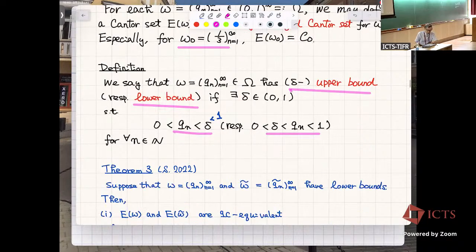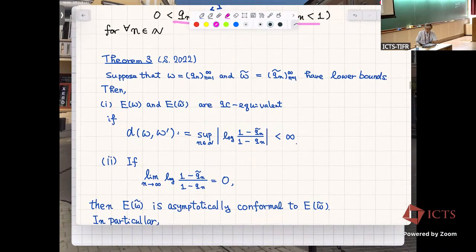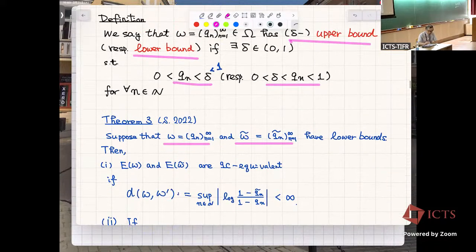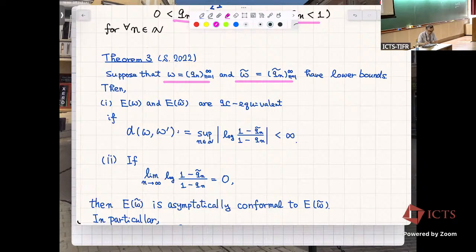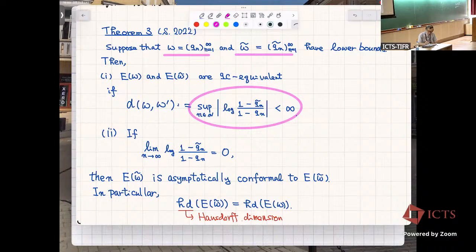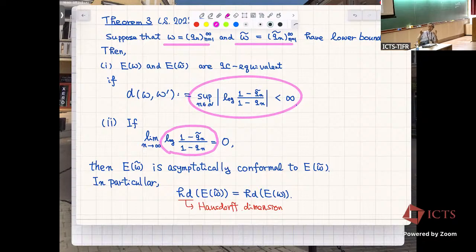So the first theorem about the quasiconformal equivalence of these Cantor sets is the following. If we take two sequences omega and omega tilde, and they have lower bounds, so it does not go to 0, then if this kind of number is finite, both Cantor sets are quasiconformally equivalent. And especially if this quantity converges to 0, then the two Cantor sets are asymptotically conformal.